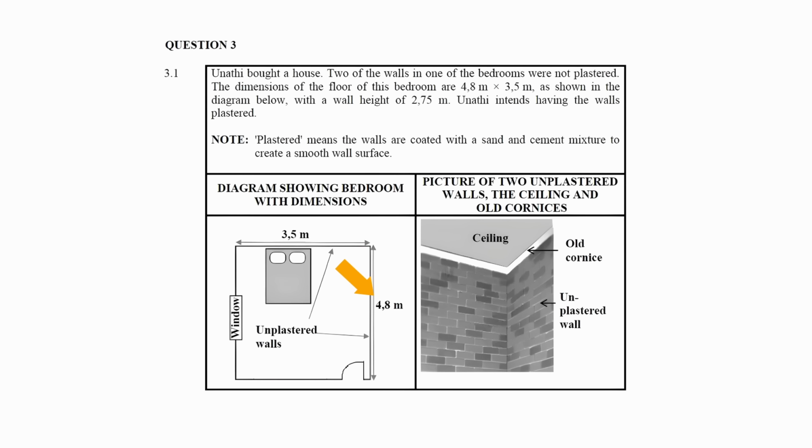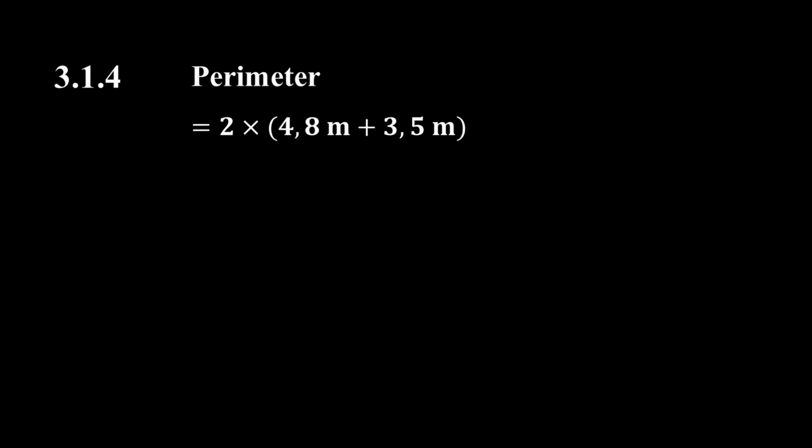From the diagram showing the bedroom dimensions, the length of the room is given as 4,8 meters and the width of the room is given as 3,5 meters. So the perimeter is 2 multiplied by the sum of 4,8 meters plus 3,5 meters, and this equals 16,6 meters.